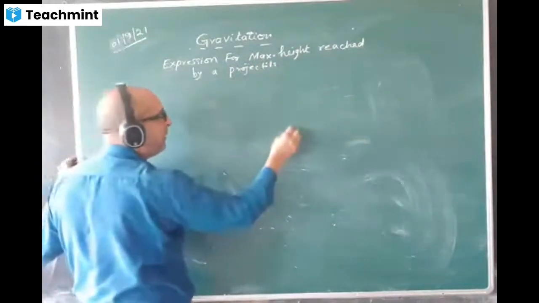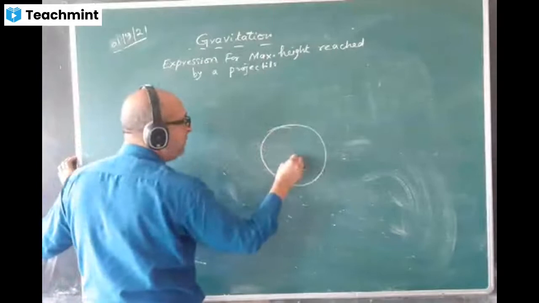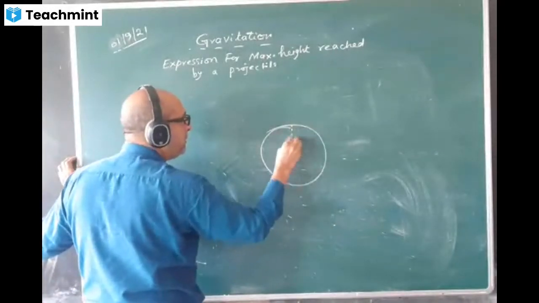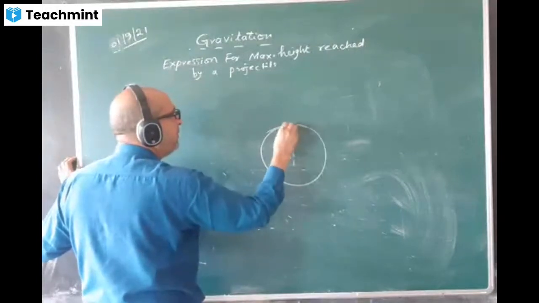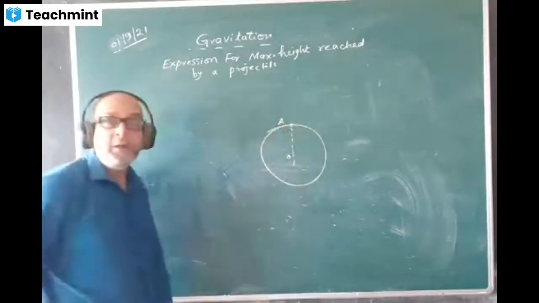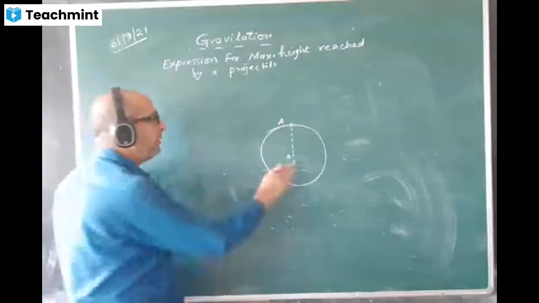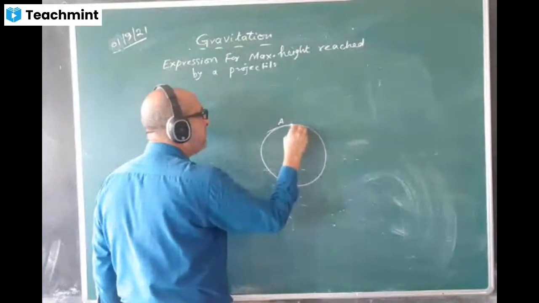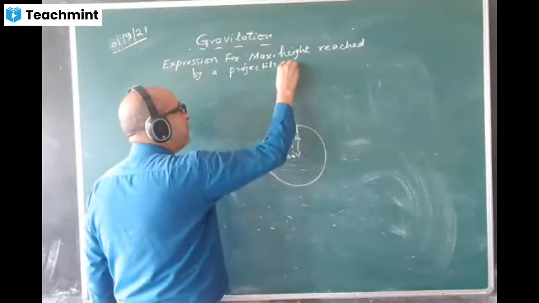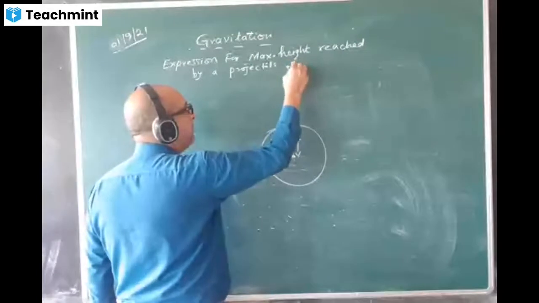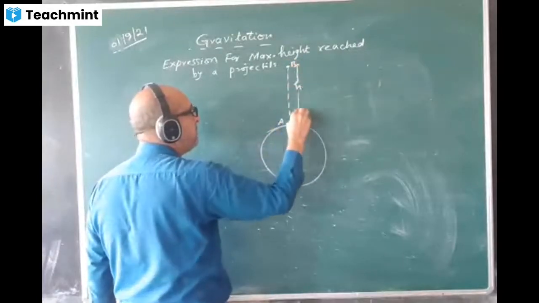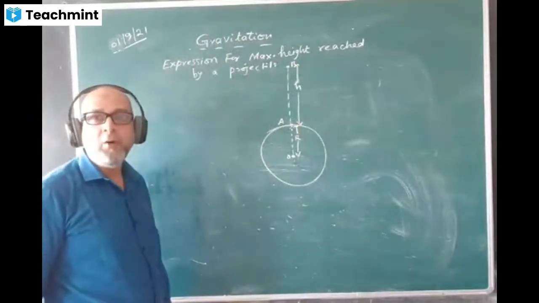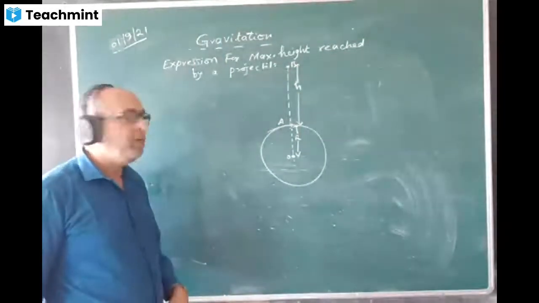So now for this we draw a diagram. This is Earth, center is here, radius is here. We are having a body at a point A on the surface of the Earth. This body, we are projecting it. This is R. This is the maximum height, B. This height above the surface of the Earth is H. From the surface of the Earth, we are projecting the body. How high will it go? Maximum height, we will find that.